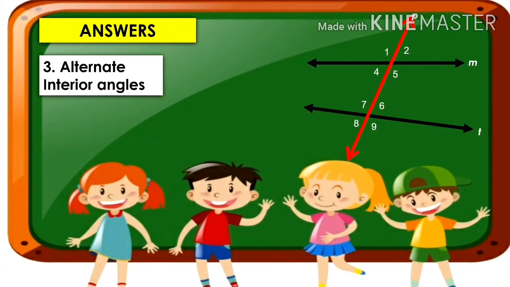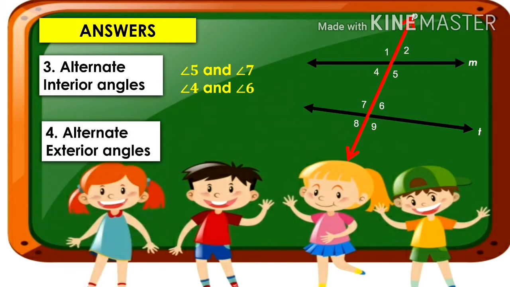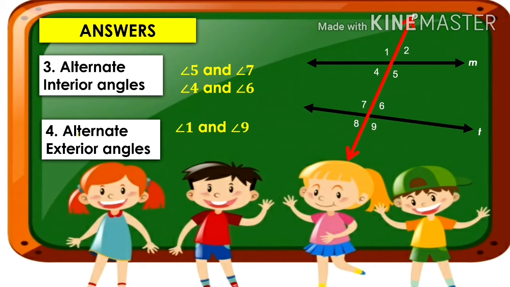So for number 3, alternate interior angles. So we have angle 5 and angle 7. Angle 4 and angle 6. Here, alternate exterior angles. We have angle 1 and angle 9, angle 2 and angle 8.